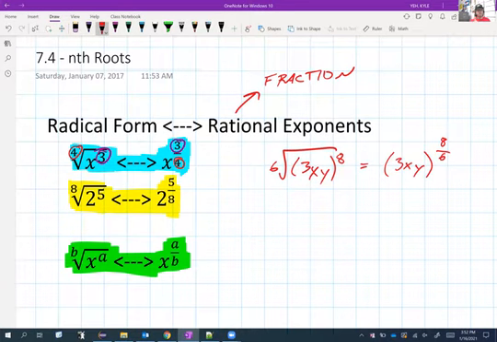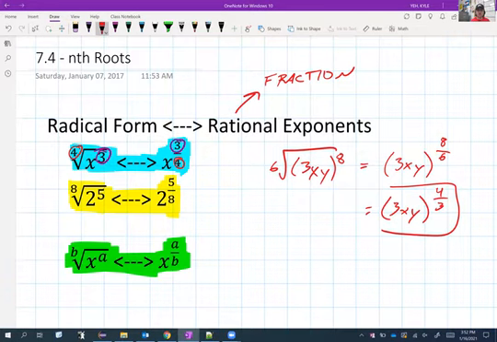Some of you were thinking this: can we simplify that fraction 8 over 6 if it appears in a power? Why not? Yeah, absolutely we can. So I would rewrite this as the quantity 3xy to the 4/3 power. And that's how I would convert it into rational exponent form. Notice I did include those parentheses. That's another thing I wanted to mention. We are raising that entire expression 3xy to the 8th power originally, and then taking the 6th root of it. So we do need those parentheses in there.